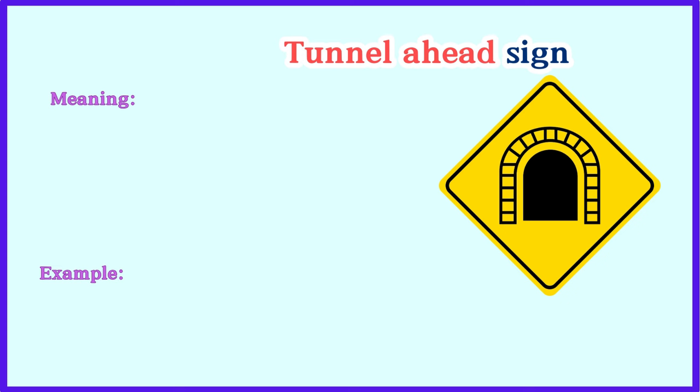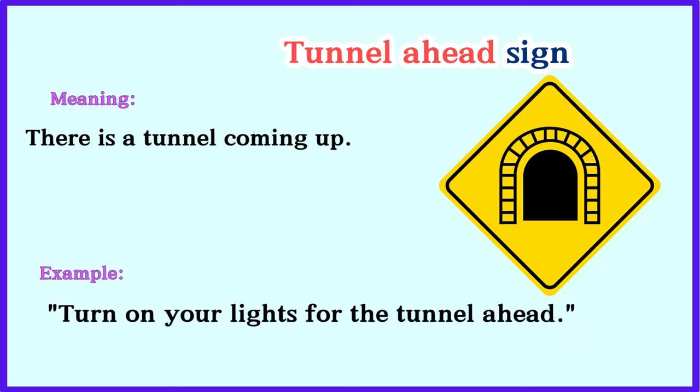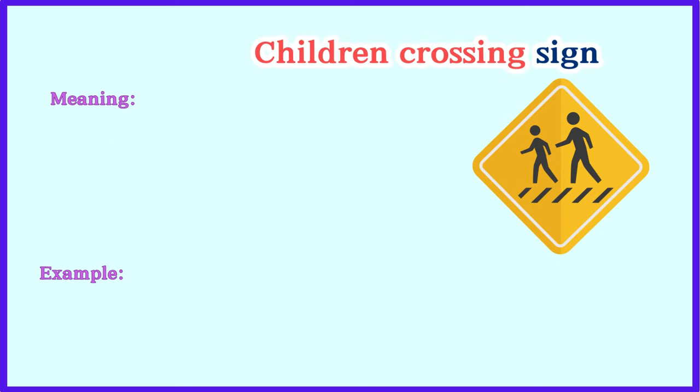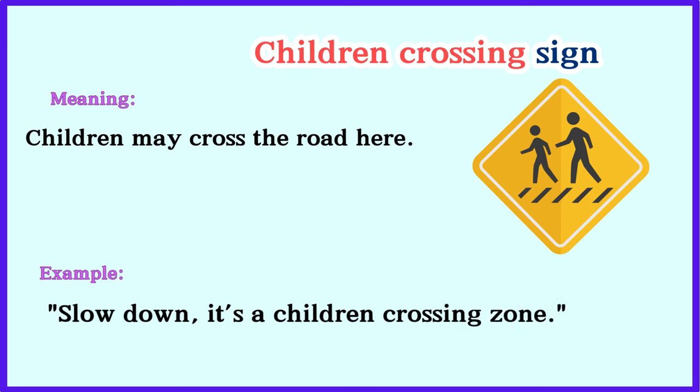Tunnel ahead sign. Meaning, there is a tunnel coming up. Example, turn on your lights for the tunnel ahead. Children crossing sign. Meaning, children may cross the road here. Example, slow down, it's a children crossing zone.